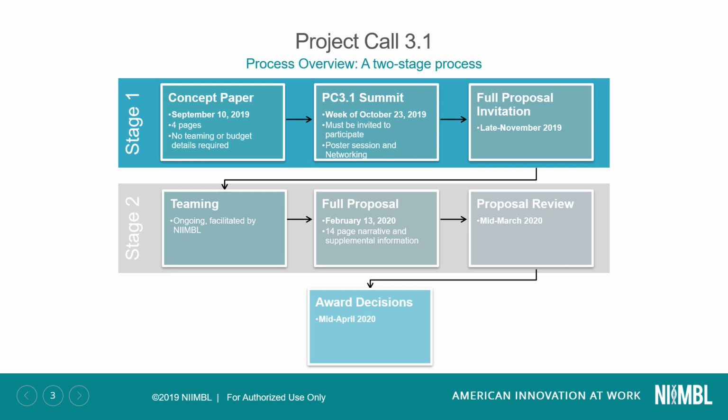So here's a graphical overview of how PC 3.1 is going to run in terms of both timings and some of the logistics. Stage 1, which is where this webinar is primarily focused, is the concept paper phase, which includes concept papers submitted electronically as ideas, followed by a face-to-face summit, and then that helps to determine which projects are invited to a full proposal, and then that moves into stage 2, and we'll provide more details further on in this webinar. But you can see the timings here, and we'll review these timings in a little more detail as we go along.